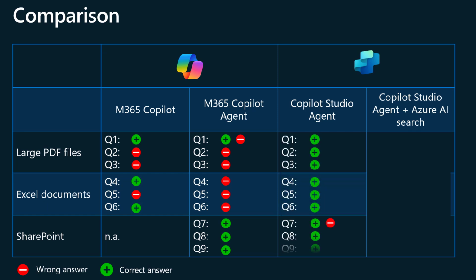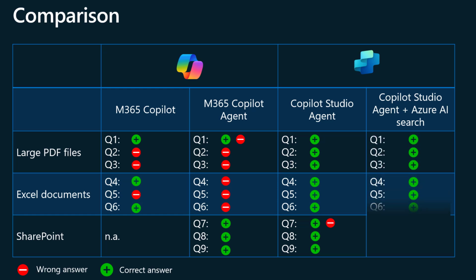Then for the Copilot Studio Agent, the results were pretty good when it came to large PDF documents and Excel documents that are uploaded into the knowledge section. But when it comes to SharePoint, well, I would say sometimes the answers were okay, sometimes not.